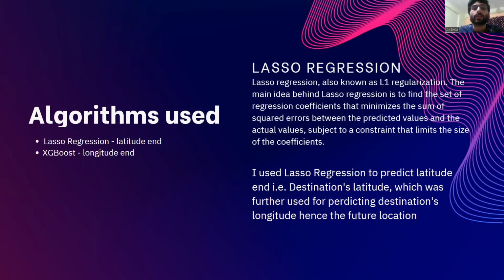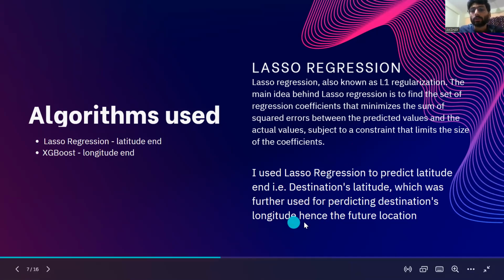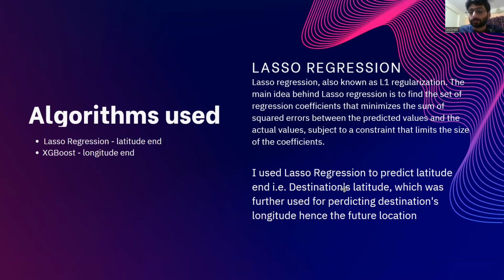So what is lasso regression? Lasso regression, also known as L1 regularization. The main idea behind lasso regression is to find a set of regression coefficients that minimize the sum of squared errors between the predicted value and the actual value, subject to a constraint that limits the size of the coefficients. I told you before that I use lasso regression to predict latitude, that is the destination latitude, which is further used to predict longitude.